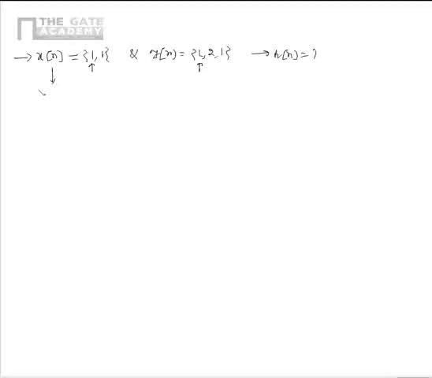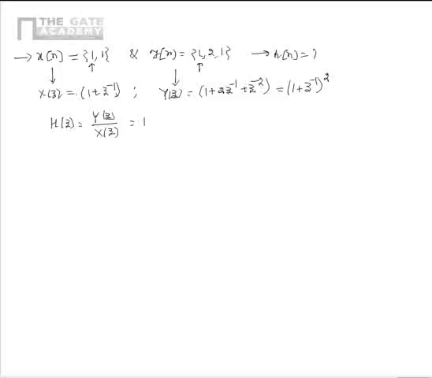For the given x of n, the Z transform can be obtained as x of z is equal to 1 plus z inverse. Similarly, the Z transform of y of n can be obtained as y of z is equal to 1 plus 2z inverse plus z power minus 2. This can be simplified as 1 plus z inverse whole square. From this, the system function of the LTI system can be written as h of z is equal to y of z by x of z, which becomes 1 plus z inverse.